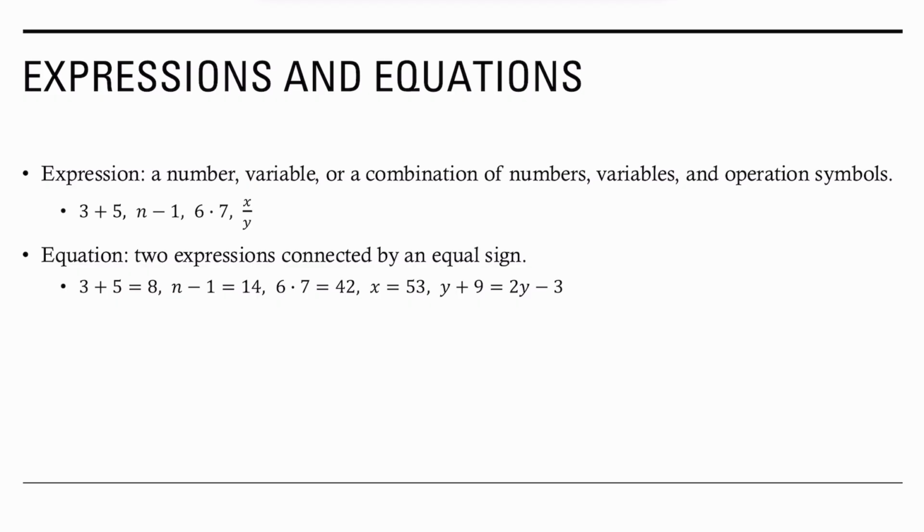And so an equation is then 2 expressions which are connected by an equal sign. So rather than just saying 3 plus 5, we say 3 plus 5 equals 8. Rather than saying n minus 1, we can use n minus 1 equals 14. 6 times 7 equals 42. x equals 53. y plus 9 equals 2y minus 3. It doesn't matter what the expressions are. If they're connected by an equal sign, then we're saying that those are 2 expressions put together with an equal sign, which makes it an equation.